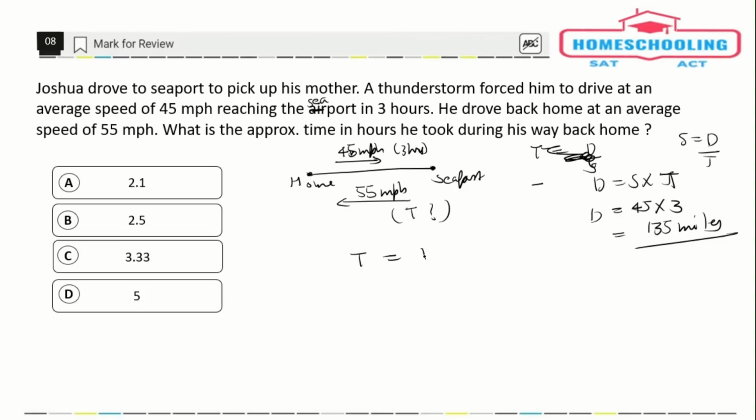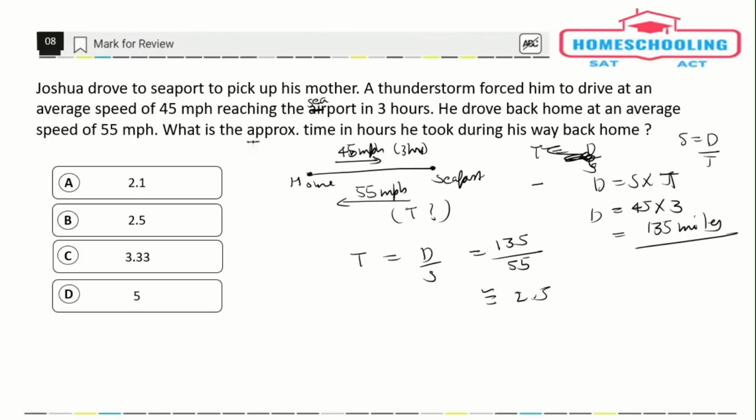So time is equal to distance upon speed. Distance we already know, because going from home to sea is 135 miles, so coming back would also be 135 miles. And your speed was how much? 55 miles per hour. So if you divide it, it would be somewhere around 2.46, so somewhere around 2.5.